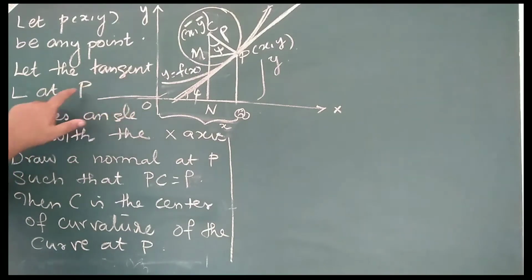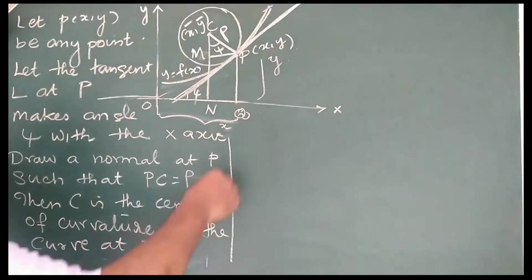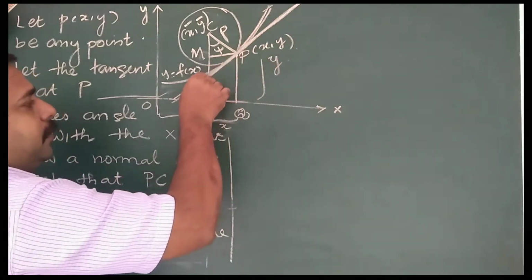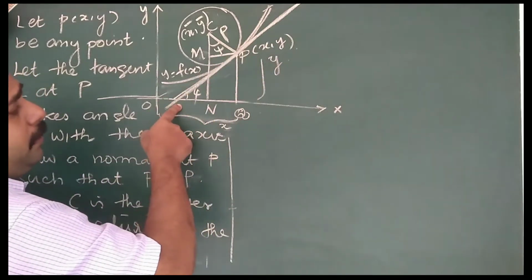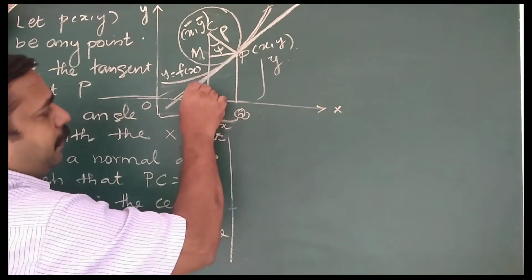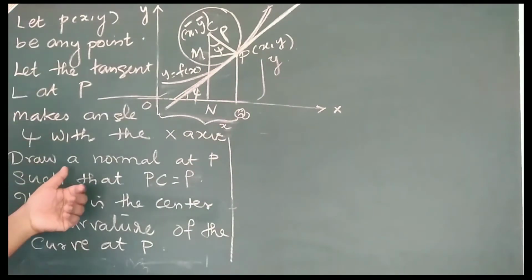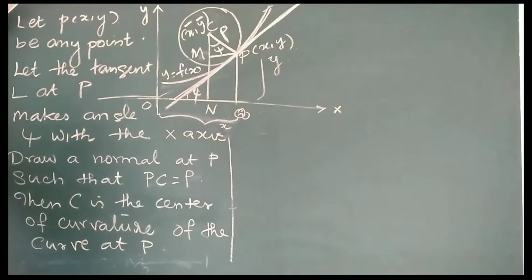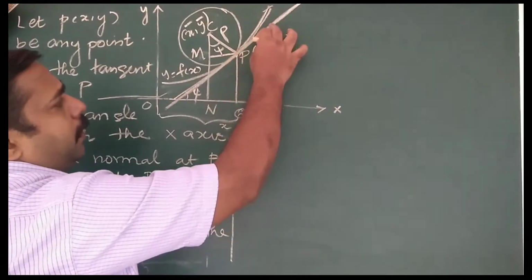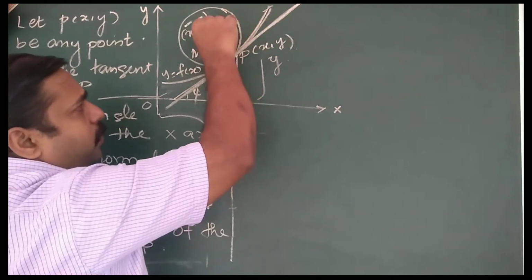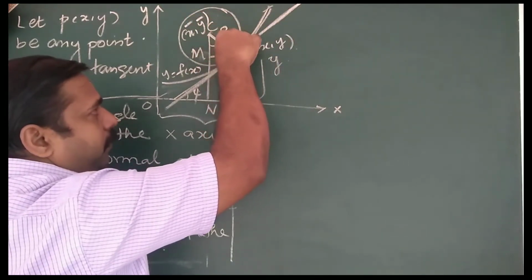Let the tangent L at P. At this point we draw a tangent, which makes the angle psi with the x-axis. Draw a normal at P. What is a normal? This is the tangent. The line perpendicular to the tangent is called the normal. So this is what we take as the normal.